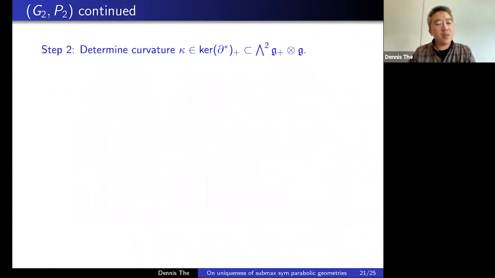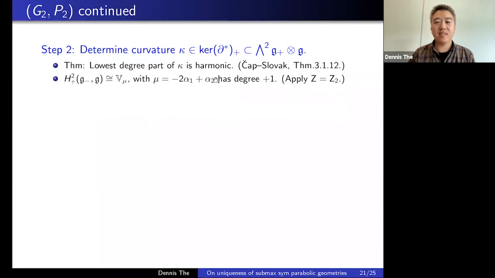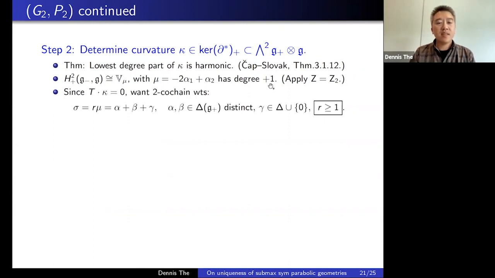Step 2. Okay, we understand the embedding as a filtered subspace. What about curvature? Let's determine curvature, again using the fact that everything is heavily constrained by this weight. First step, the lowest degree part of kappa is harmonic. This is a well-known fact you can find in Čap–Slovák. This lowest part, if you look at the degree here, the Z2 degree is 1. So F0 annihilates kappa, so T annihilates kappa. So again, this is constraining on the possible weights for kappa. We are interested in multiples of this weight mu.